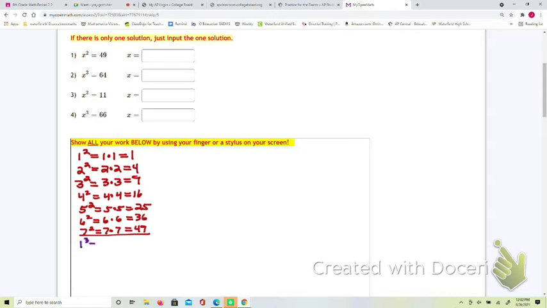1 to the 3rd power equals 1 times 1 times 1 equals 1. 2 to the 3rd power equals 2 times 2 times 2 equals 8. 2 times 2 is 4, times 2 is 8. 3 to the 3rd power equals 3 times 3 times 3. 3 times 3 is 9, times 3 is 27. 4 to the 3rd power equals 4 times 4 times 4, and we just did that one a minute ago. 4 times 4 was 16. 16 times 4 was 64.